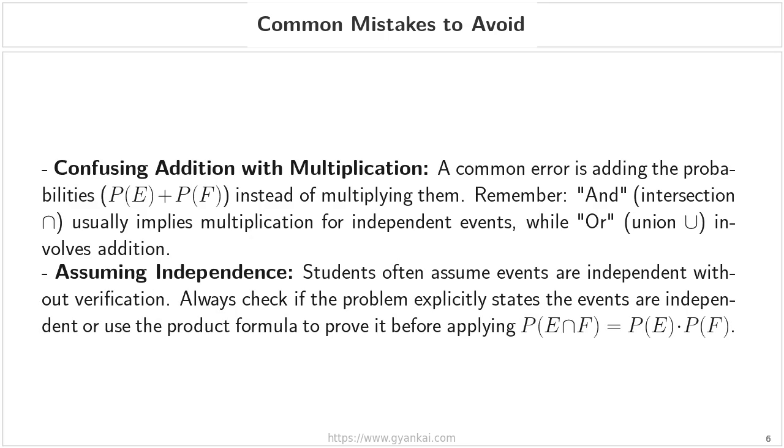Second, be careful about assuming independence. It is tempting to jump straight to the multiplication formula we derived earlier, but you must never assume events are independent without verification. Always check if the problem explicitly states that the events are independent, or better yet, use the product formula to prove it before you proceed with calculating the probability of E intersection F.